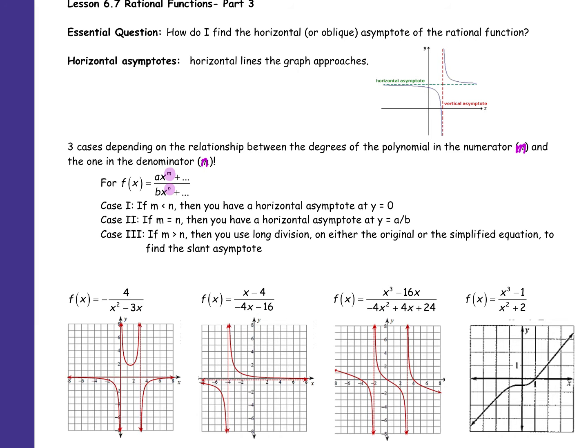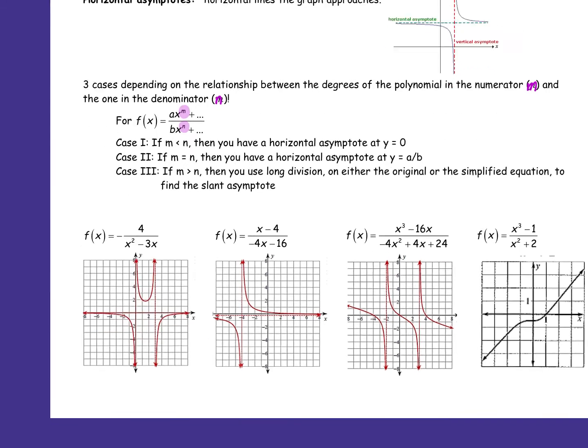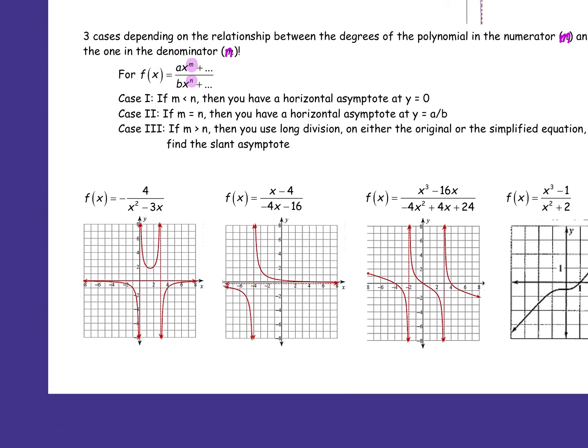If we look at some of these examples really quick, the first one has no exponent on top, it's just a 4, and it has an x squared on the bottom. Therefore, my horizontal asymptote is y equals 0. It approaches there but doesn't touch it. The second one, they both have the same power. So this is y equals 0.